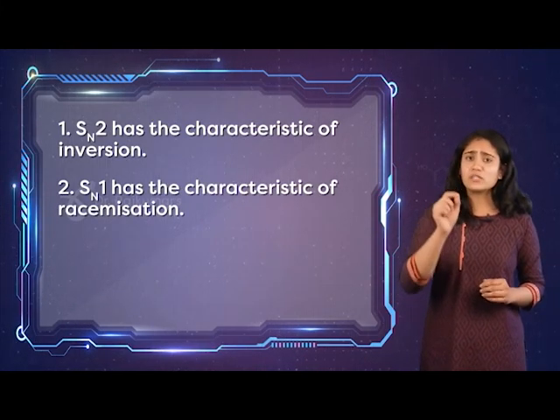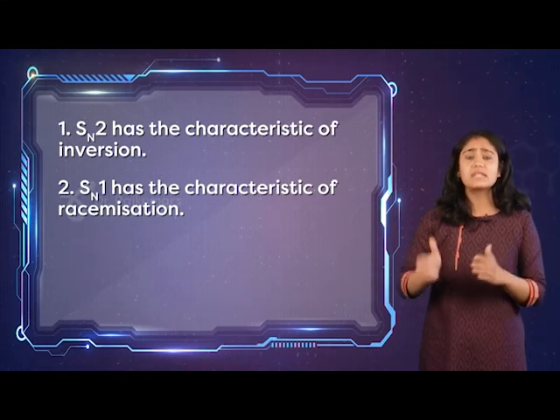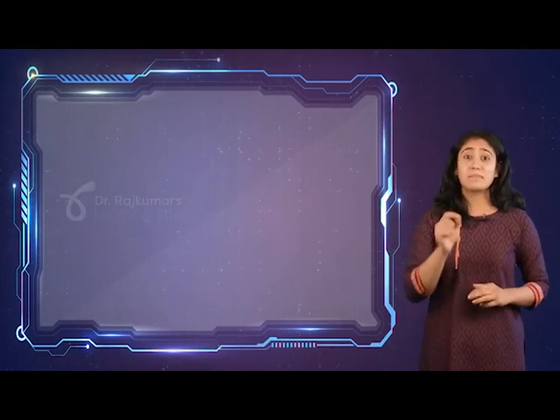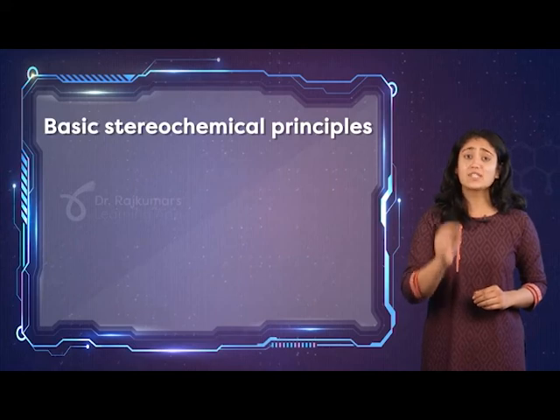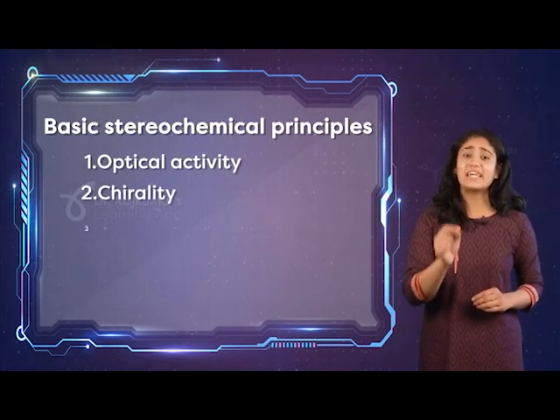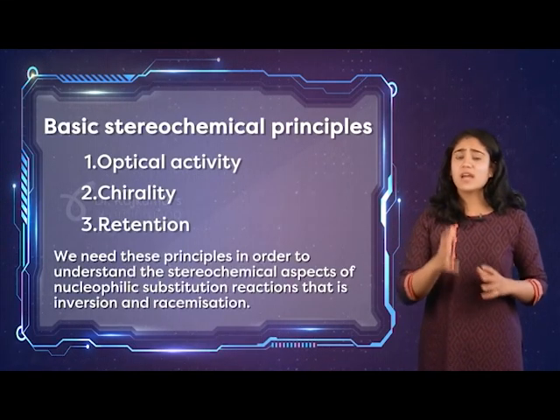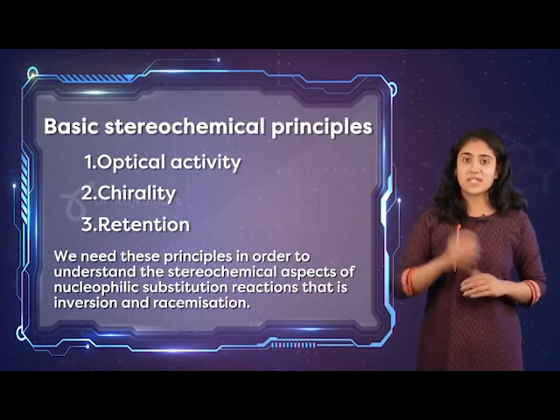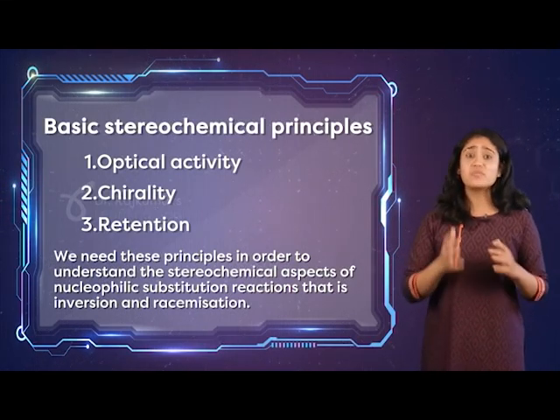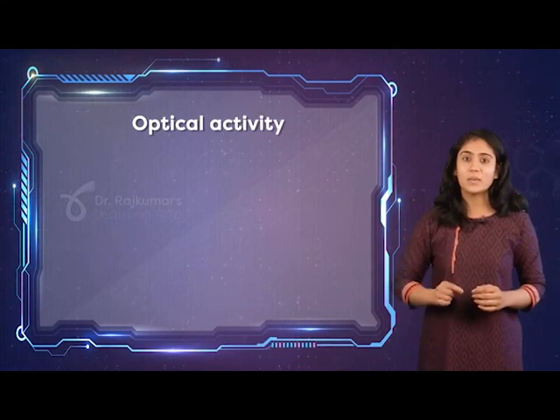Now, to learn these two concepts, we have different principles to be learnt. The principles which we have to study are optical activity, chirality, retention. These concepts are related to our inversion and racemization. The first principle which we are going to study is optical activity.